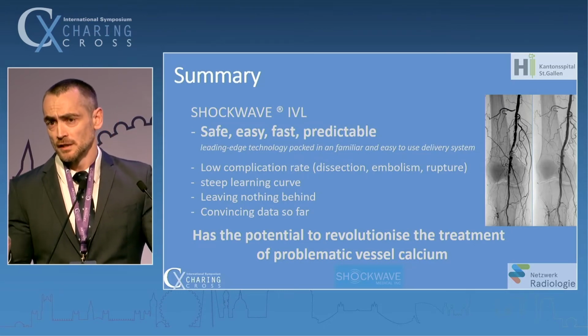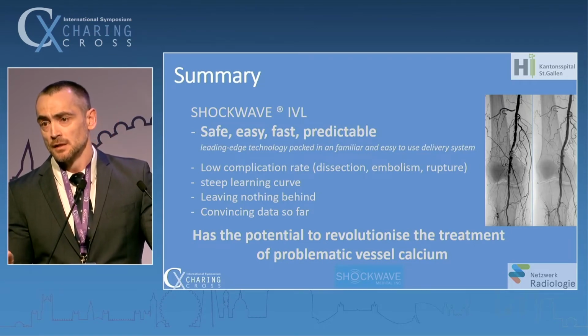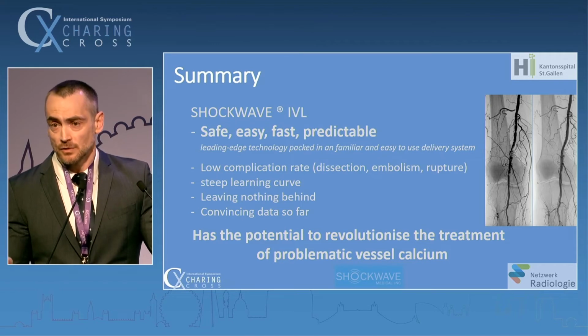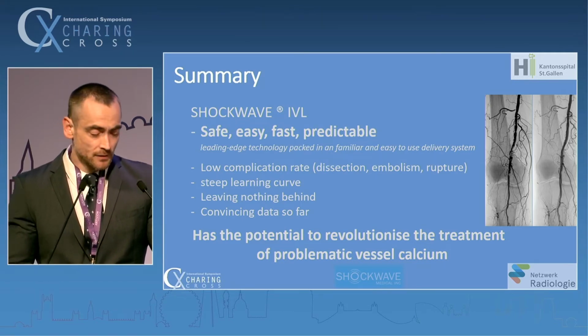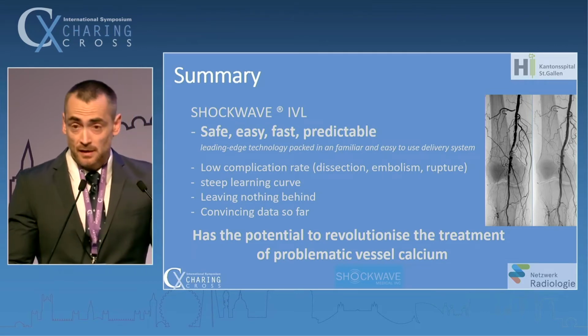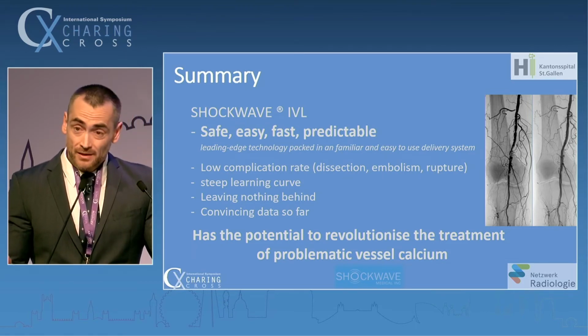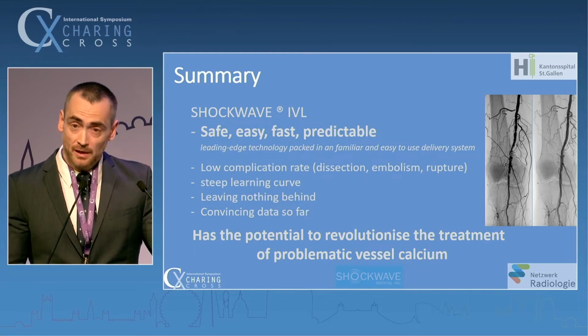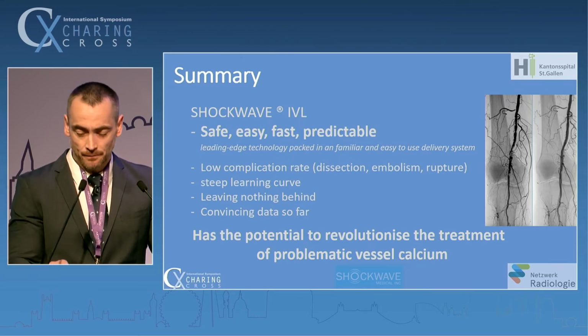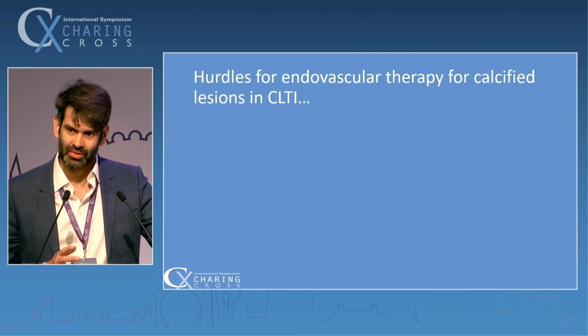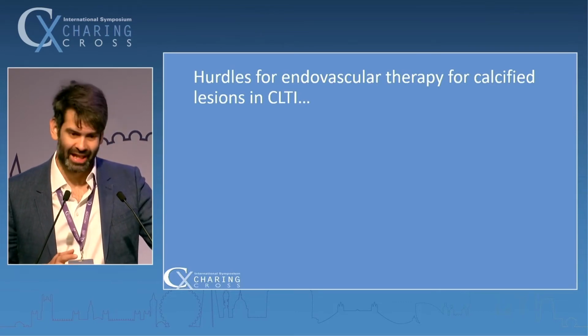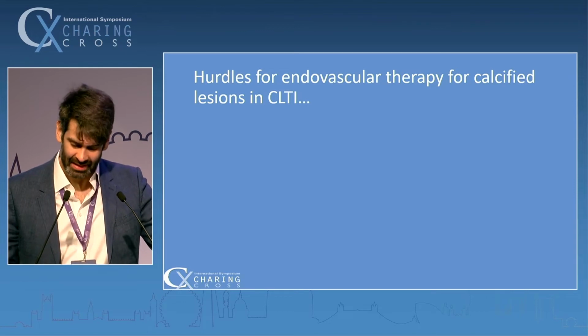If you have a resident that can do PTA, he can do IVL, but it's not said that he can do atherectomy. So this is a very fast and easy procedure with a low complication rate and a steep learning curve. You leave really nothing behind, and we have so far very convincing data. Another disclosure, I spent far too many hours in my life picking out emboli from tibial arteries and trying to get aortic endografts through calcified iliac vessels.